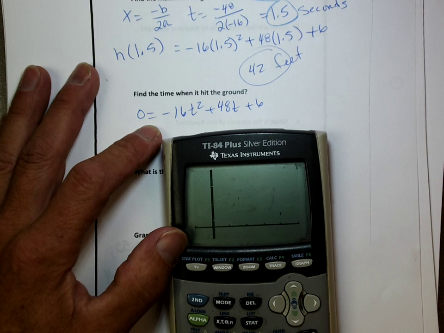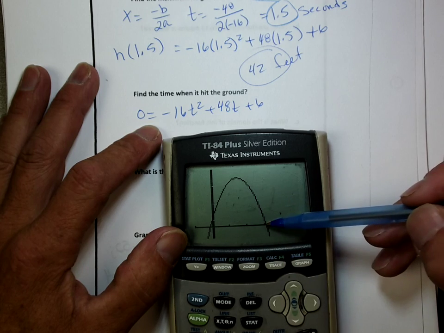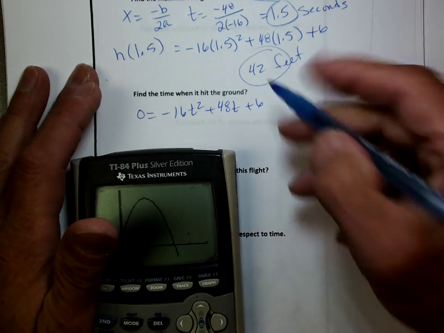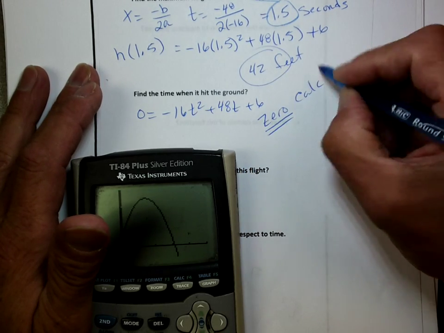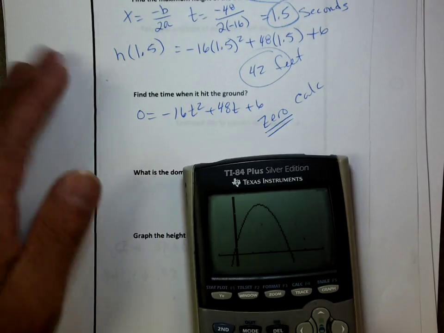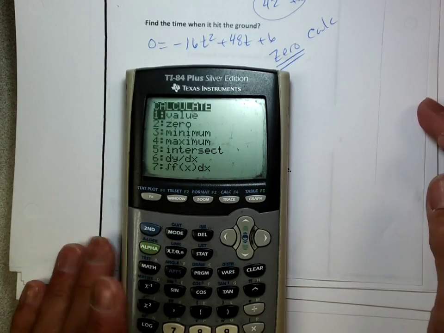Let's graph it. There it goes up and down. This part of the graph doesn't exist. We want when it hits the ground. That's my 0 there. Yesterday we talked about finding the 0. We're going to use calculate, zero. So we'll use our blue button and go second calculate.